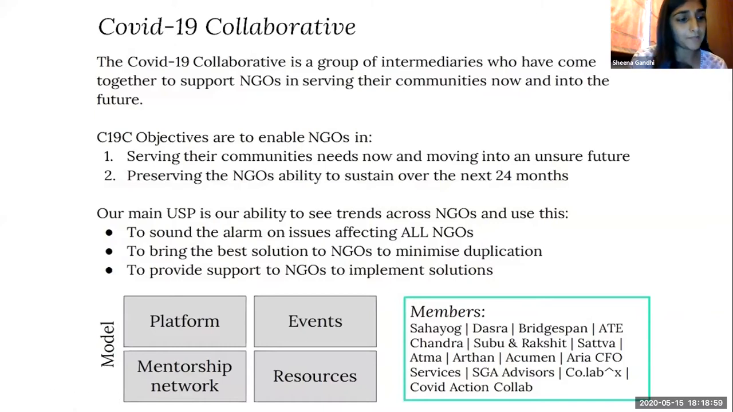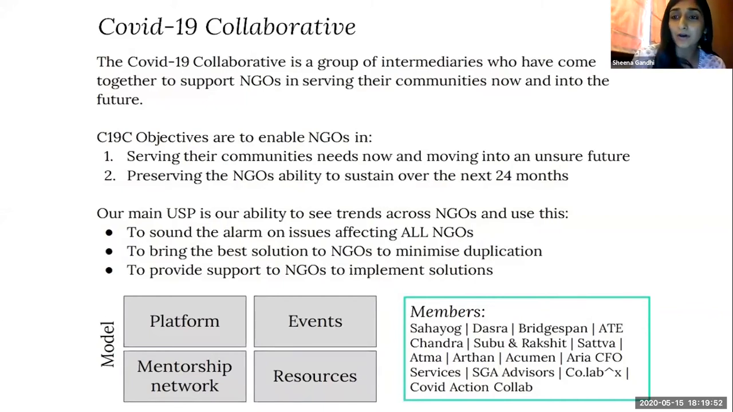To begin with, I will speak about the COVID-19 collaborative. It is a collaborative of about 14 intermediaries that have come together. It was initiated by Atma, Ridspan, and the ATE Foundation. Some of the objectives are that it's a peer learning platform, with the ability to see trends for the nonprofits. It gives them a heads up on issues affecting all nonprofits, helps them figure out solutions that can minimize duplication, and supports nonprofits in implementing some of these solutions.